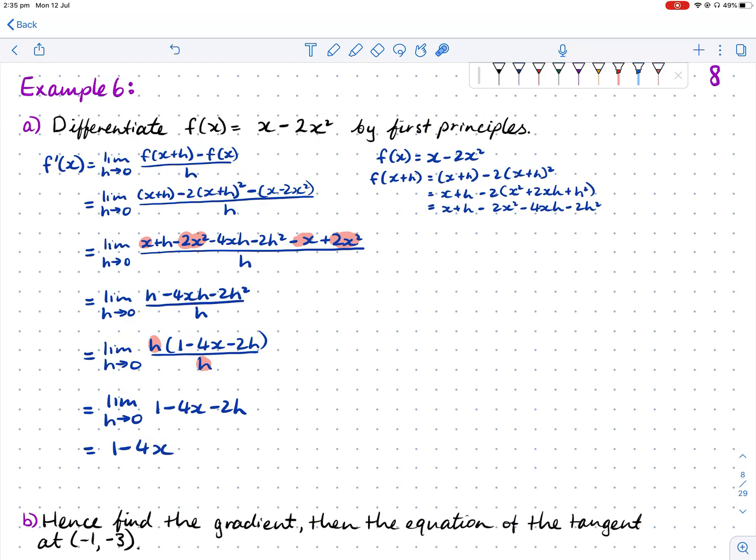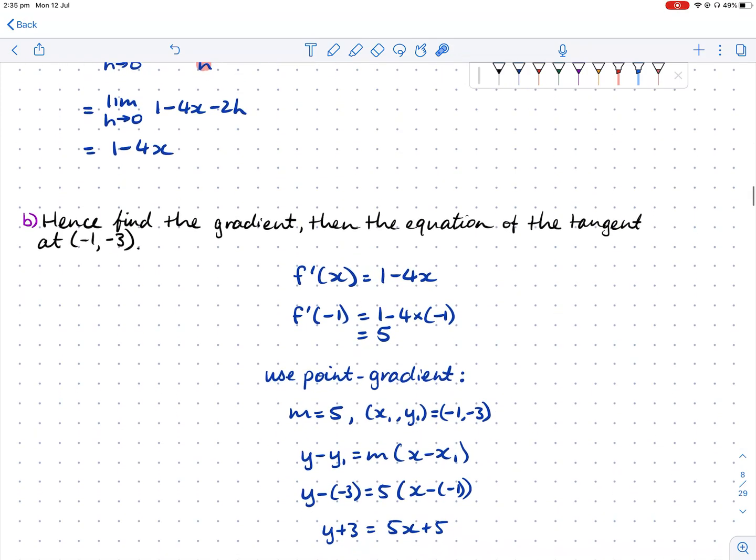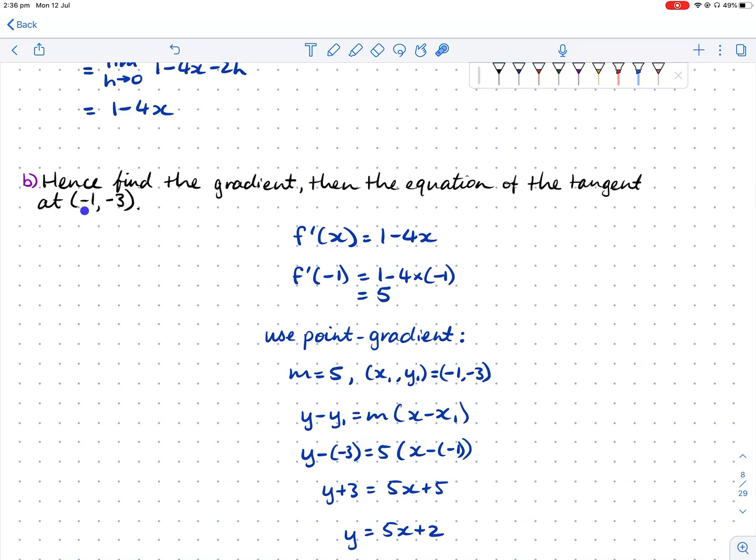What we can now do is, if we know how to differentiate and we know how to find the gradient, we can go and find equations of tangents. So we can work out the equation of that particular line. We have something about the gradient and we know a point that we're going to be working with. So we can work out the gradient by substituting in x equals -1 into the equation from above. f dashed x is 1 minus 4x. So if I substitute x equals -1, I'll end up with a gradient of 5.